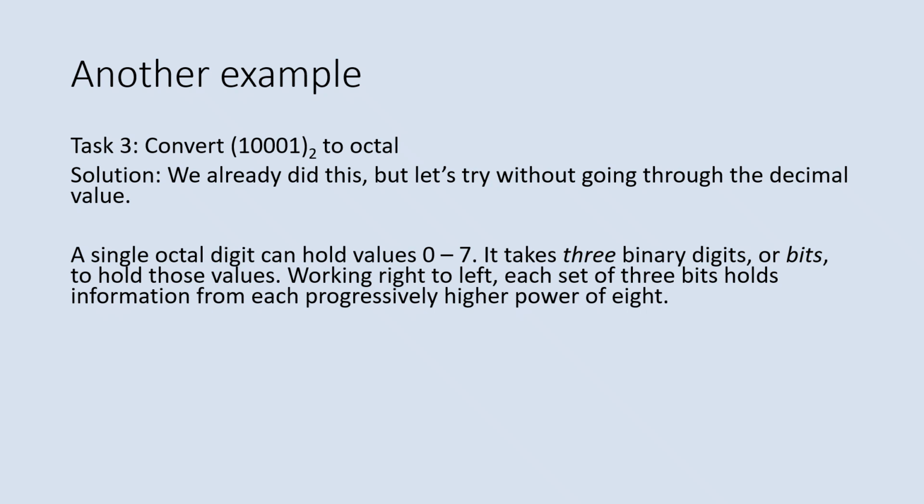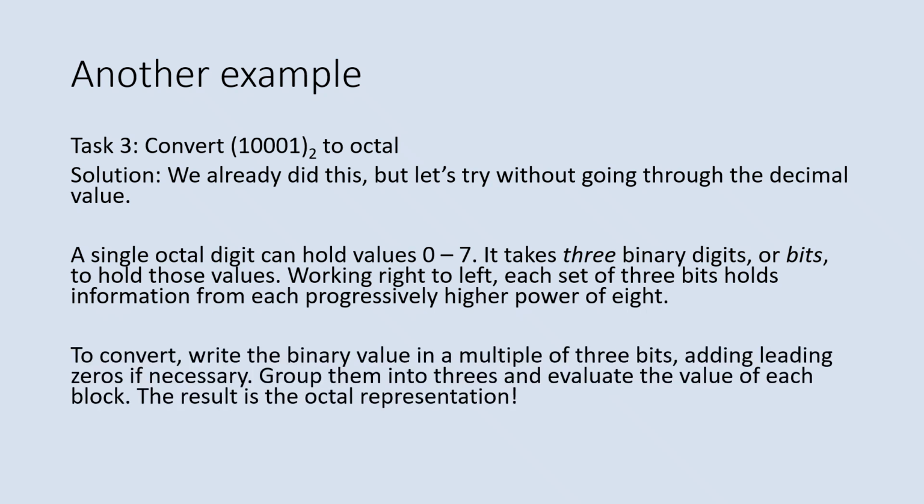And so what happens is, as we work from right to left, sets of 3 bits hold information about the progressively higher powers of 8. So we will group the binary values into a multiple of 3 bits, and we can add some leading zeros if necessary to fill things out so that they are in blocks of 3. But we want to make sure that we put those on the left-hand side and not somewhere else, because that would change values.